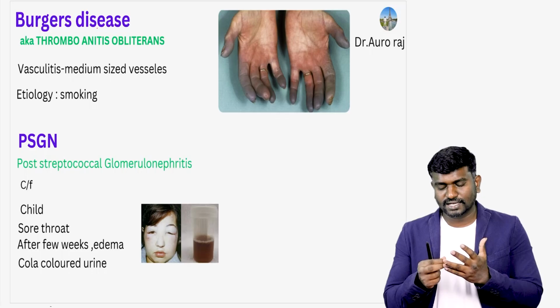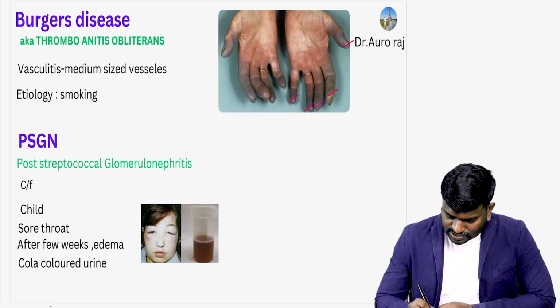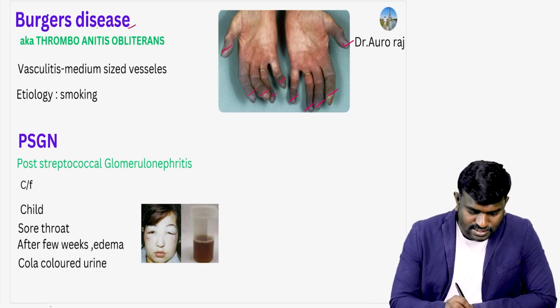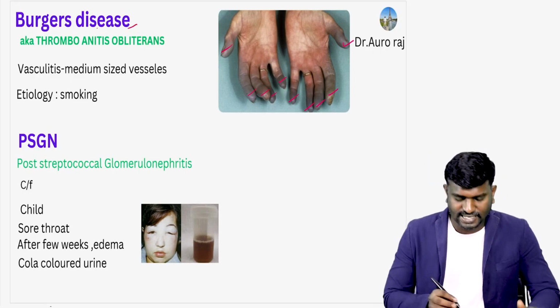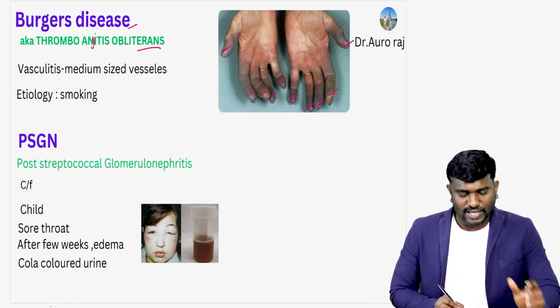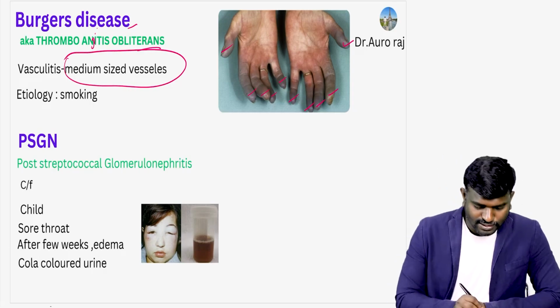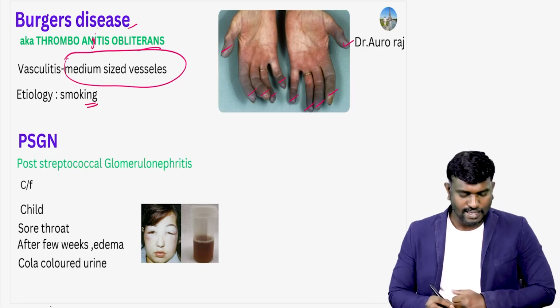Buerger's disease. If you see, there is blue discoloration along the proximal part. Remember, blue discoloration along the tip of the finger. This is called what? Buerger's disease. It is also called thromboangiitis obliterans. Yes. It is a medium-sized vessel vasculitis. Good. Etiology is due to smoking.